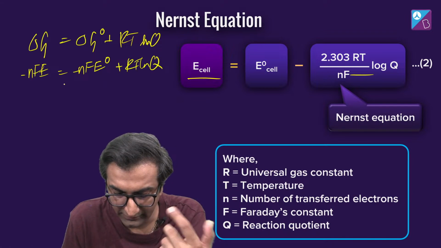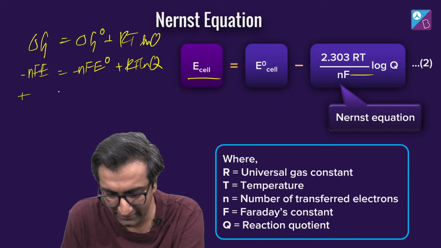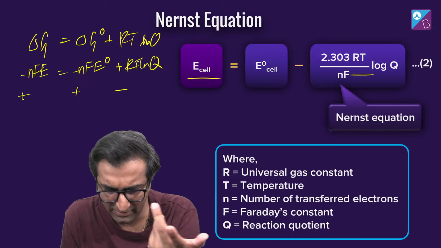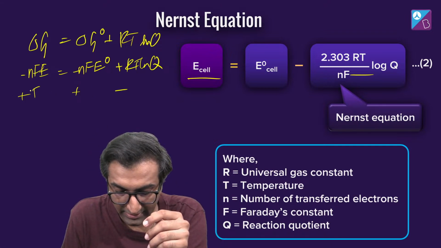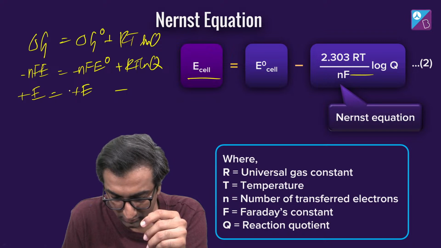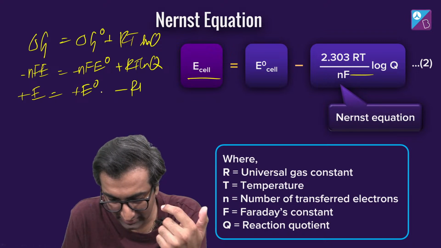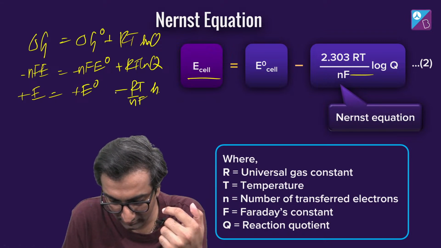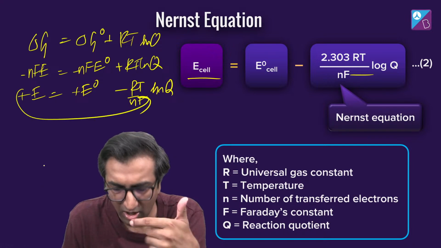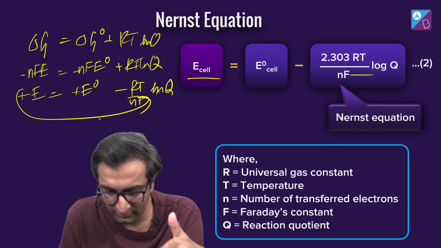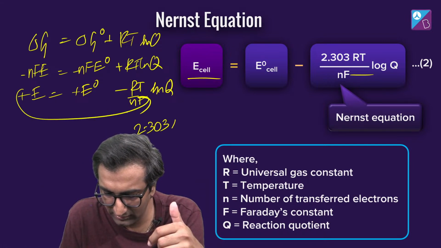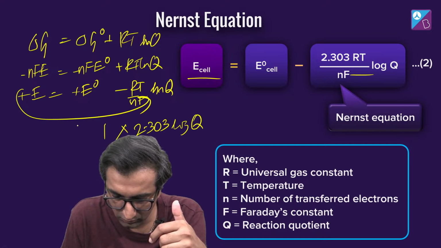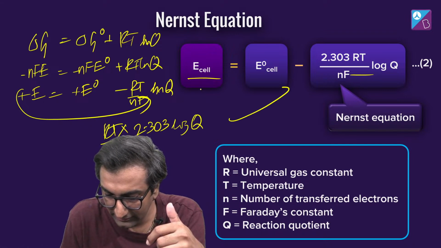Then I just took the other side. Negative sign को मैंने हटा दिया. Plus plus and minus कर दिया. Negative plus I made it minus minus. Plus or minus same thing. I write E is equal to E naught plus becomes minus RT by NF ln Q. ठीक है, यहाँ पे लेगा. अब log को करते हैं from ln, right? So you write as 2.303 log Q into RT by NF. ये यहाँ पे लिखा हुआ है.